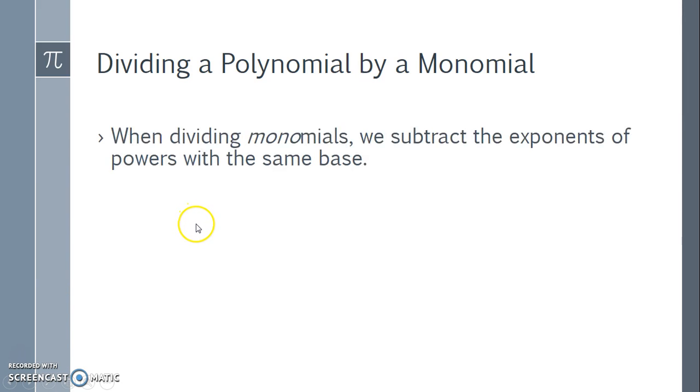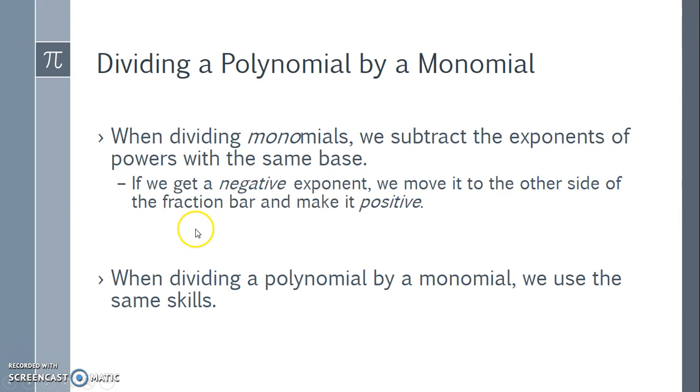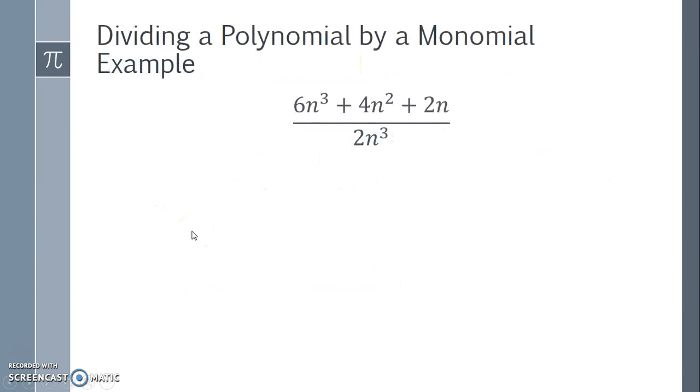So for this first section, dividing a polynomial by a monomial. When dividing monomials, we subtract the exponents of the powers with the same base. This is something we talked about last week. If we get a negative exponent, we move it to the other side of the fraction bar and it makes it positive. However, when we divide a polynomial by a monomial, we use basically the same skills. Okay, so let's look at an example.